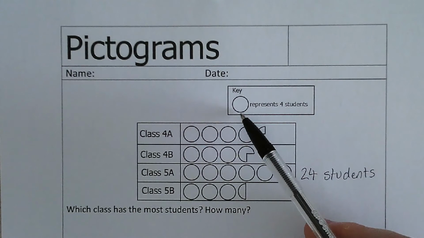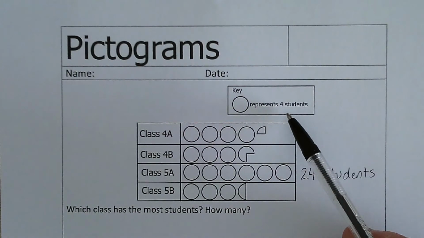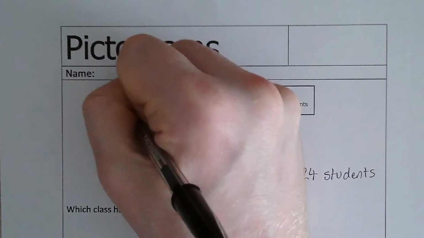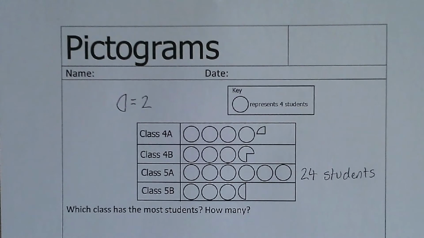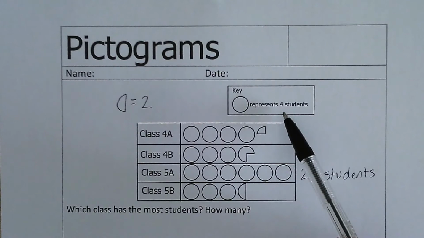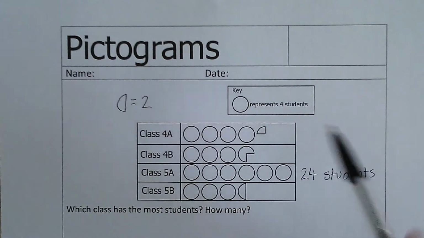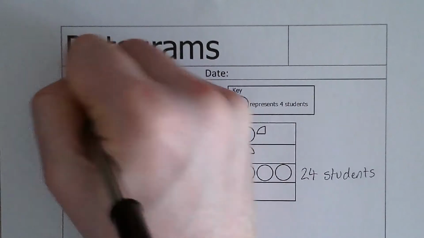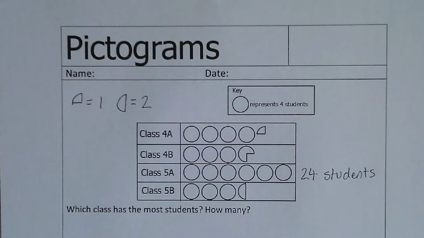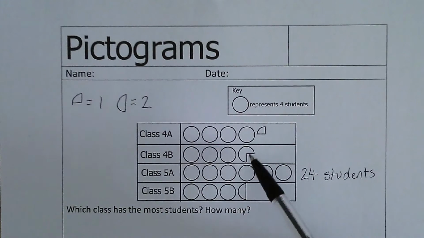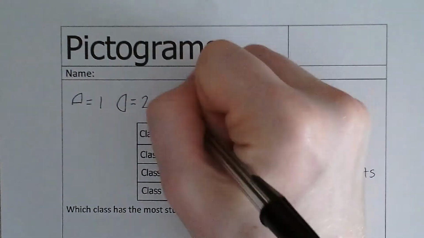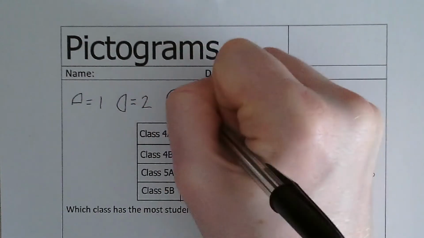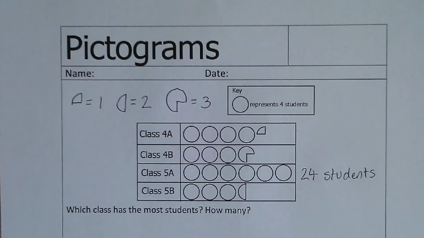Half a circle will represent half the amount of students that a full circle represents, so half a circle will represent 2 students. Class 4A has a quarter of a circle, so it will represent a quarter of the full amount, and that will be just 1 student. And class 4B has 3/4 of a circle, so it will represent 3/4 of the amount that a full circle represents, and that gives us 3 students.